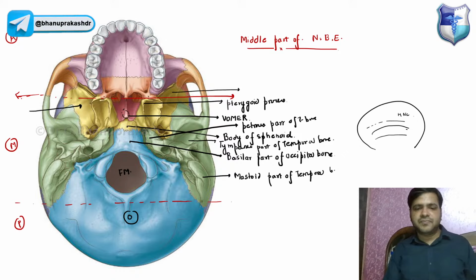Now, you already know this is the foramen magnum, which you can see over here. The occipital condyles, which form the joint with the first cervical vertebra, are just lateral to the foramen magnum. That is something you have to remember.